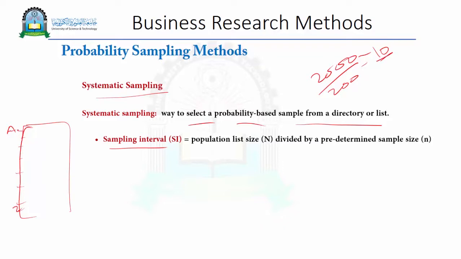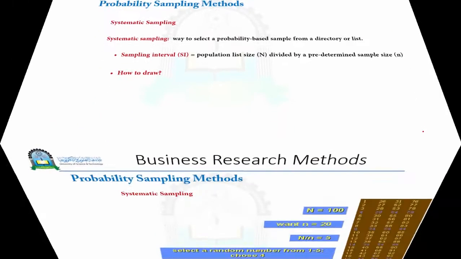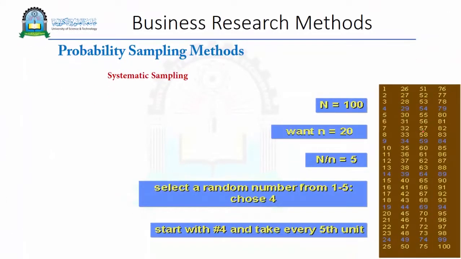So I will choose number 1 as the first choice. The second choice must be 10, the third choice must be 20, 30, until I get to the last choice and I will come up with 200 units. So the population list size divided by the predetermined sample size gives me the SI. So how to draw this sample? By the way, I have just explained.